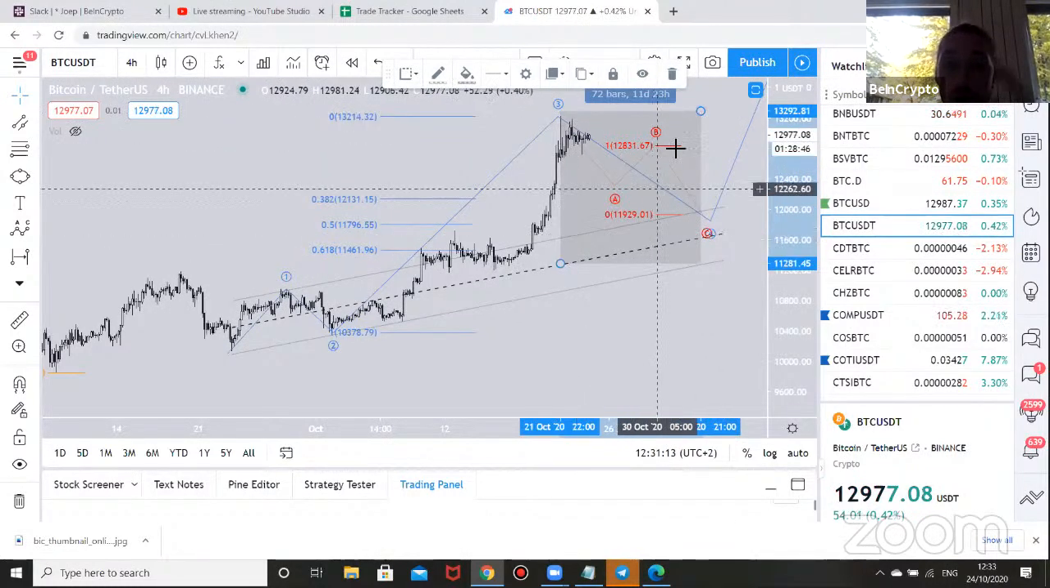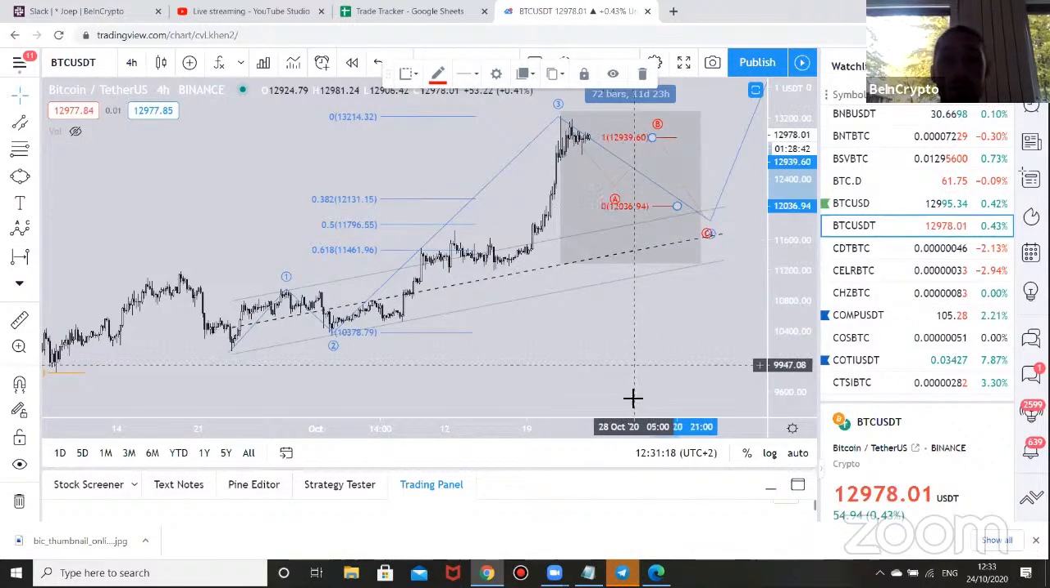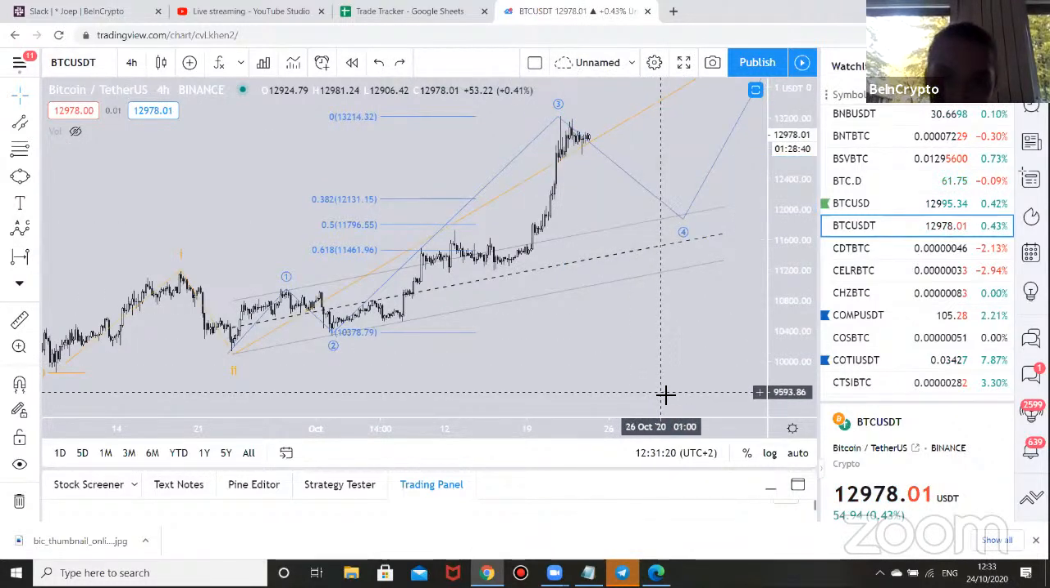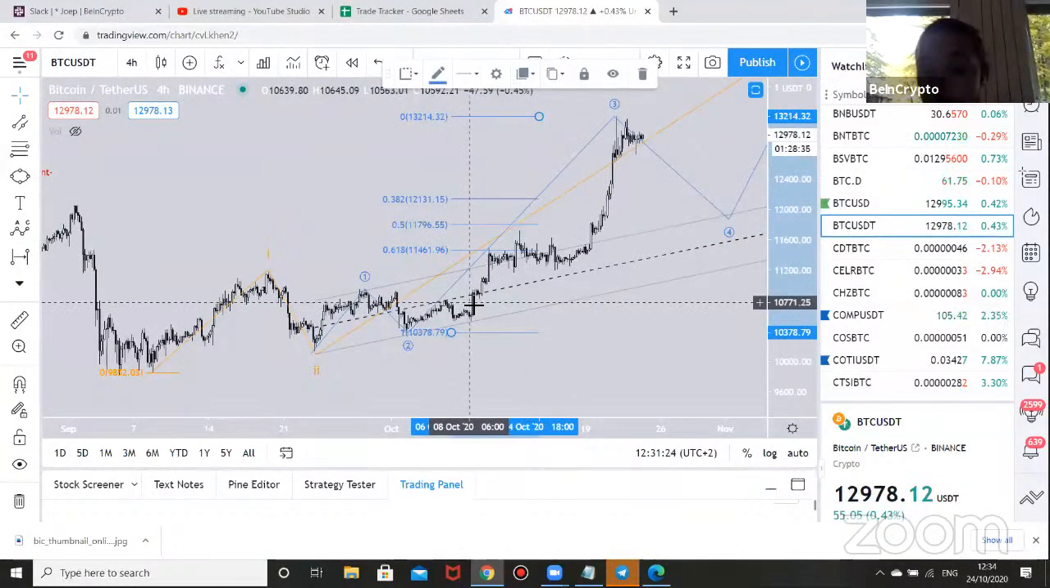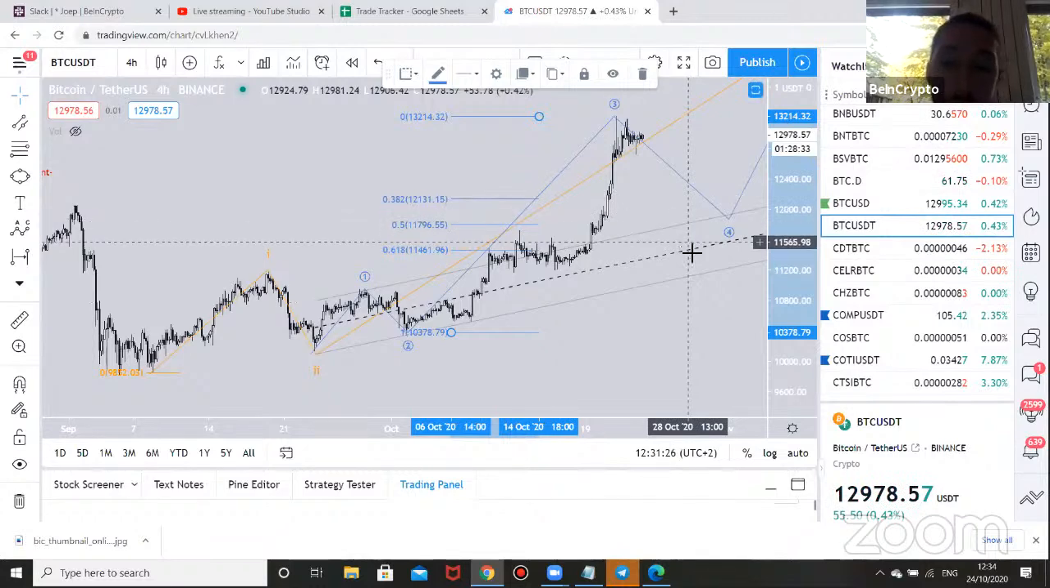I have no idea how long wave A will be right now, or wave B, but whenever they develop, you can do that in order to determine the bottom of wave 4.